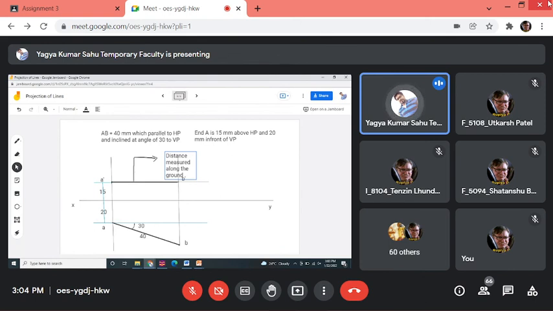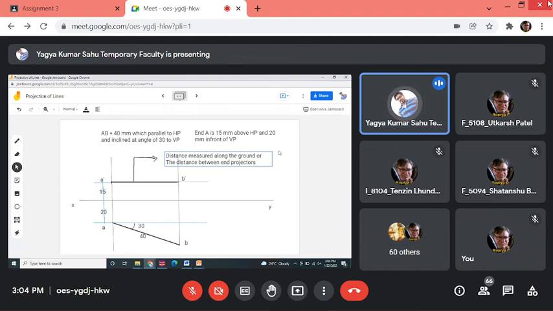If it is written distance measured along the ground, what is the meaning of that? That is the distance between A dash and B dash. And the distance between end projectors. So A dash B dash is nothing but distance measured along the ground, as well as it is also the distance between end projectors.